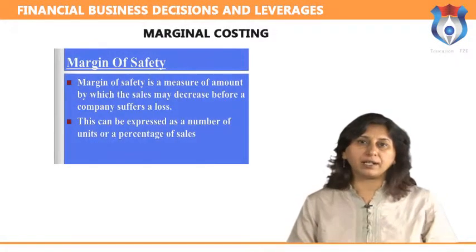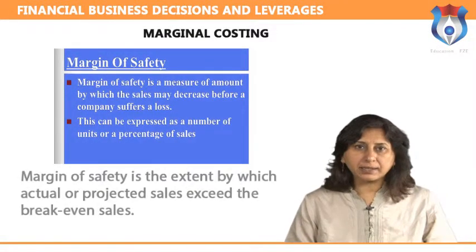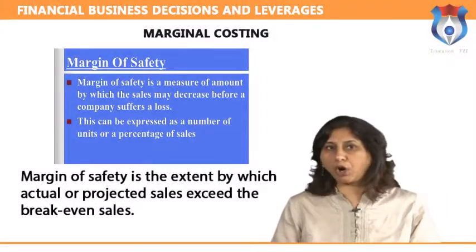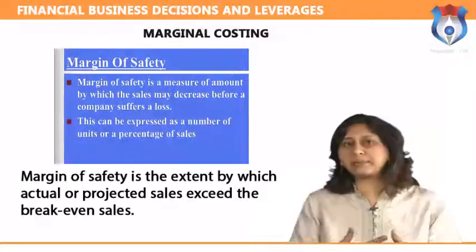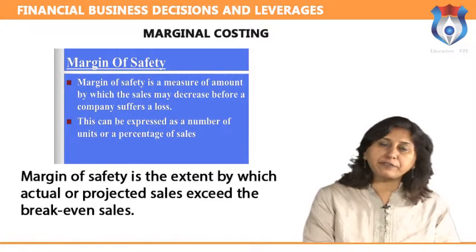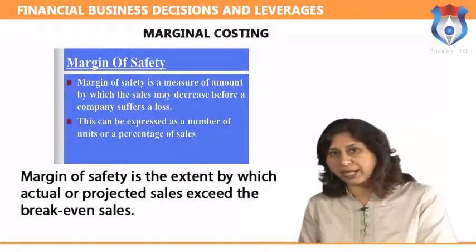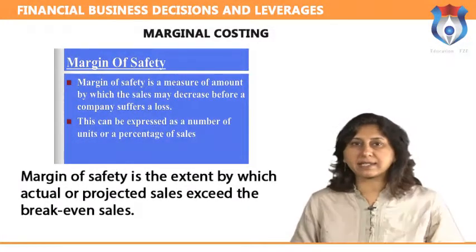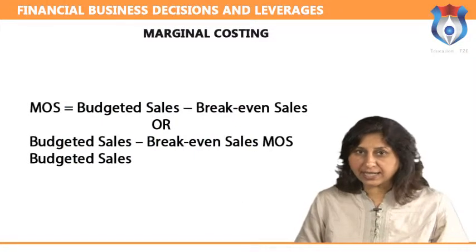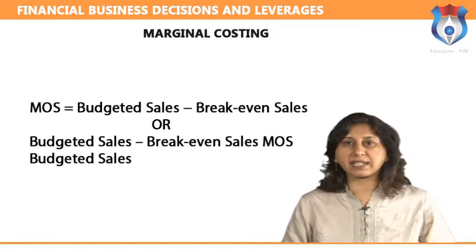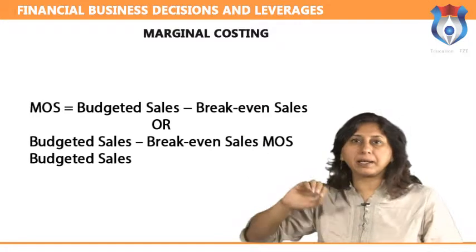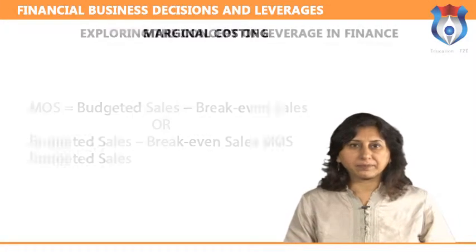Margin of safety. In break-even analysis, margin of safety is the extent by which actual or projected sales exceed the break-even sales. It may be calculated simply as the difference between actual or projected sales and the break-even sales. Thus, MOS is equal to budgeted sales minus break-even sales, or (budgeted sales minus break-even sales) divided by budgeted sales.